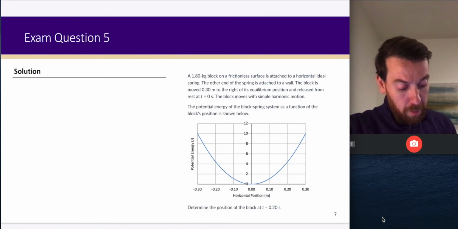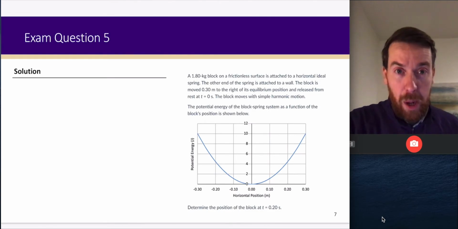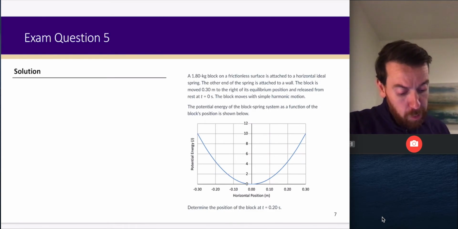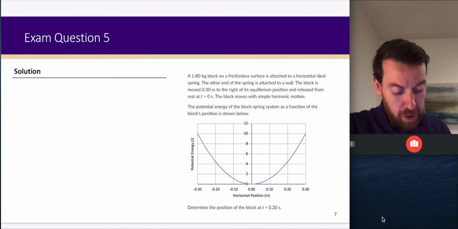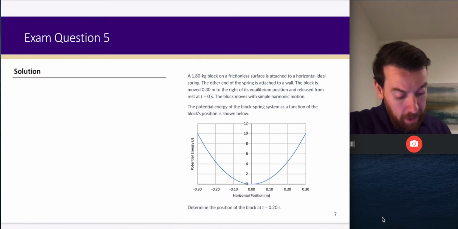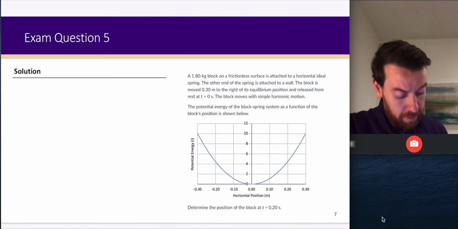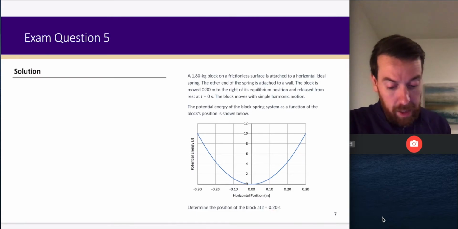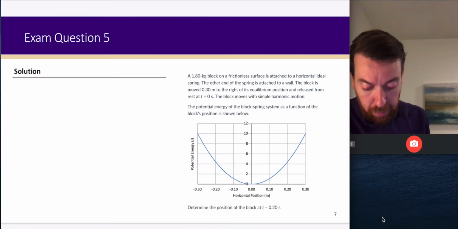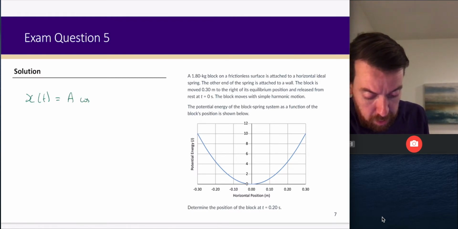The block moves with simple harmonic motion, and we're given the potential energy. So again, we're combining two big ideas in chapter 14. We're given the potential energy curve here. It should be parabolic, as the potential energy is 1/2 k x squared, where x is the position. And we're asked to determine the position of the block at t equals 0.2 seconds.